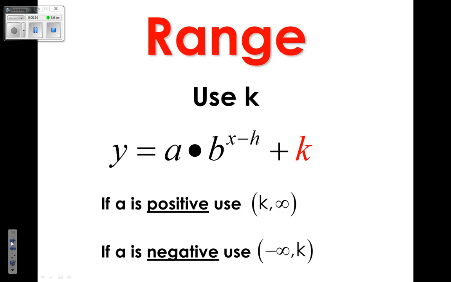So it's going to be k. It's either going to be everything above k or everything under k. If a is positive, it's going to be k to infinity, and this is very easy to see in a graph. If a is negative, it's going to be negative infinity to k. So don't worry about memorizing this. When you see the graph, it'll be obvious.